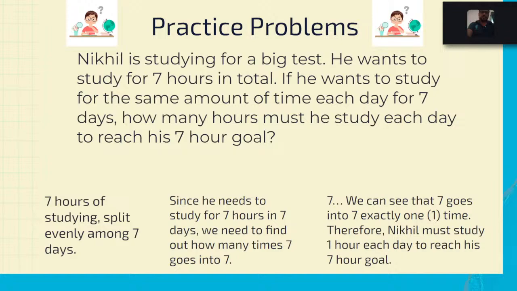Another way you can think about this is the trick we went over in the beginning of the presentation. We have 7 hours of studying, total, split evenly or divided by 7 days. 7 divided by 7. These numbers are the same. And remember, a number divided by the same exact number is always equal to 1. We can use this trick to get our answer faster. So, Nikhil must study for 1 hour each day to reach his 7-hour goal.